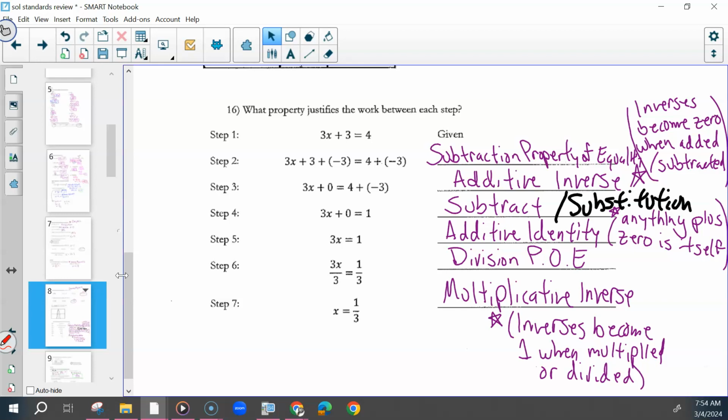So from step 1 to step 2, the subtraction property of equality, you don't have to write the part in parentheses. You can if you want. Or subtract POE. And from step 2 to step 3, additive inverse. From step 3 to step 4, this is really substitution. Step 4 to step 5, additive identity. Step 5 to step 6, division property of equality, POE. Step 6 to step 7, multiplicative inverse.